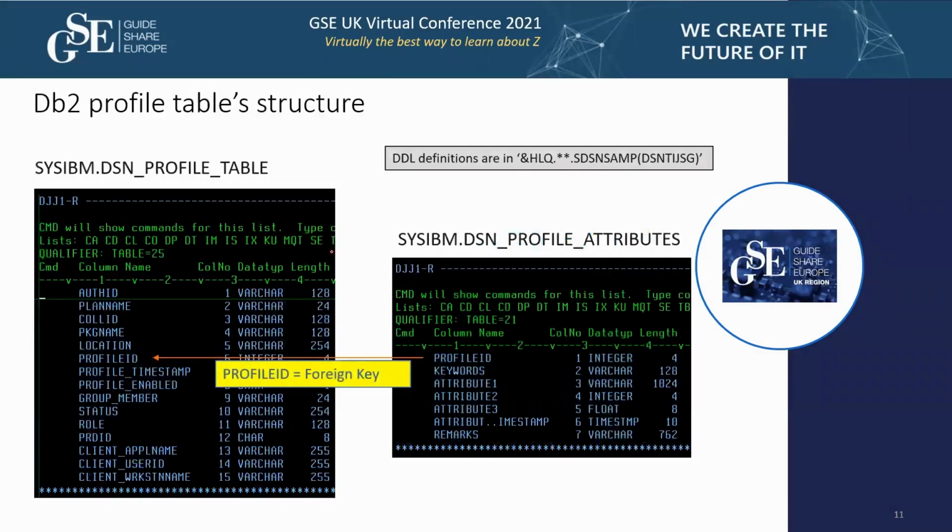This is a slide just to show you the structure of the Db2 profile table. So we have the profile table on the left with all the columns, and on the right, the profile attribute table. The two tables are in relationship. The foreign key is the profile ID column. Sorry, if you need the DDL, the DDL is stored in this SDSNSAMP dataset, and in particular in this member.